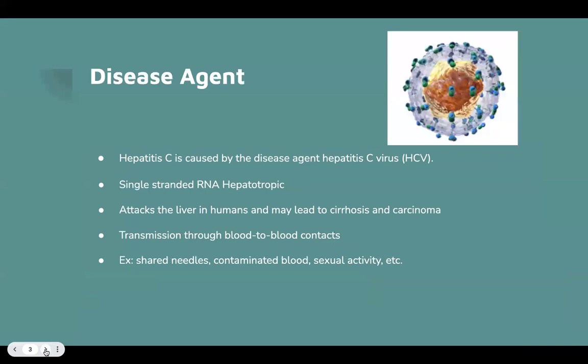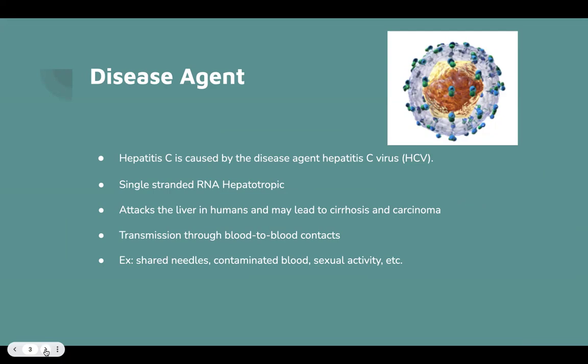Hepatitis C is caused by the disease agent hepatitis C virus. It is a spherical single-stranded RNA hepatotropic virus, meaning that it only affects the liver in humans. It predominantly attacks the liver, which leads to long-term health effects. It occurs when there is adaptive immunity invasion to the normal cells within the body.